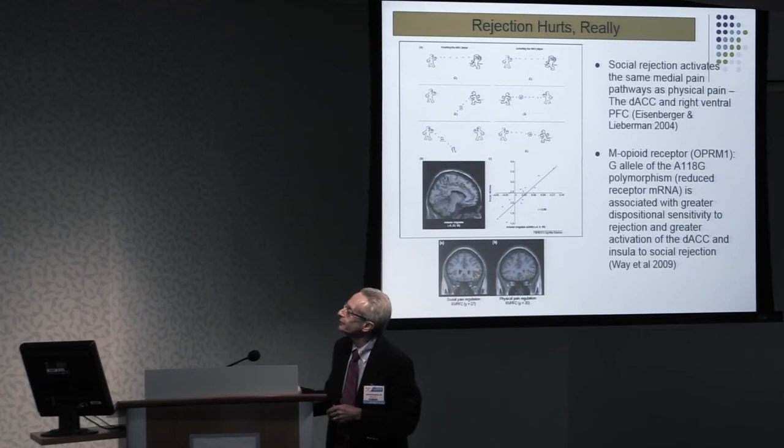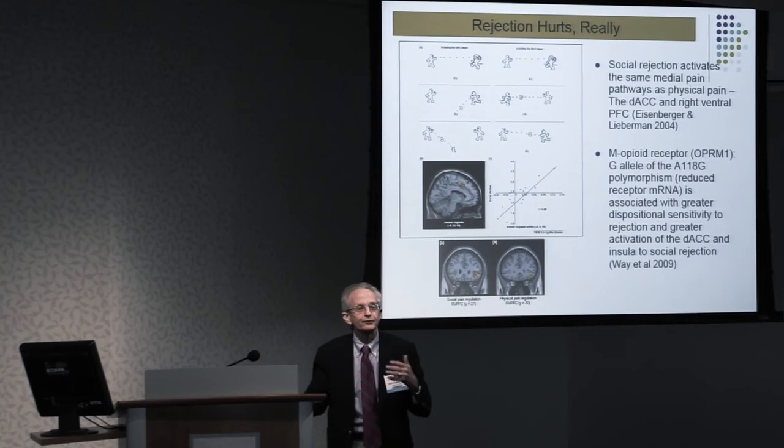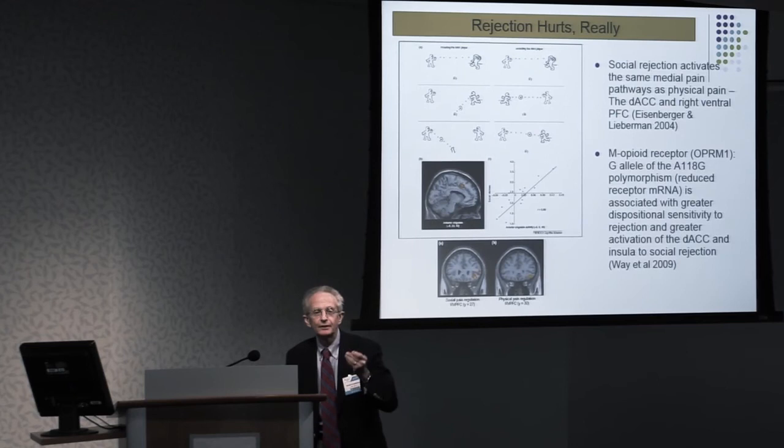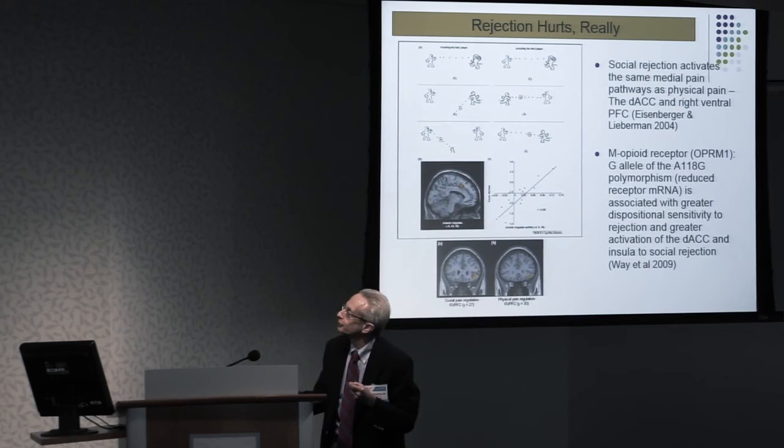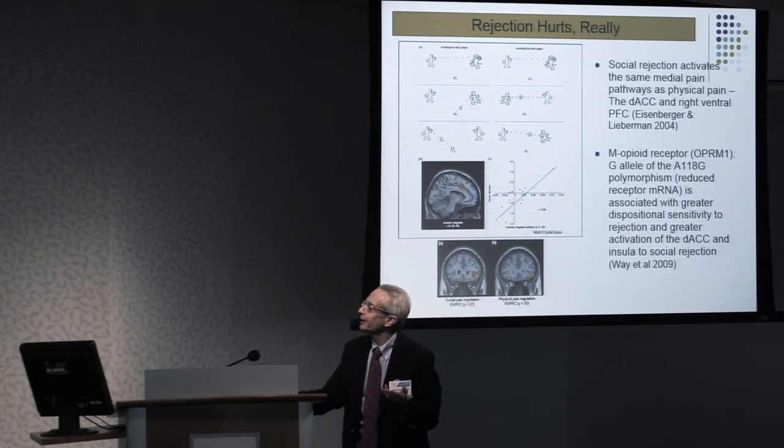Now, this is a very interesting area of the brain because, as you know, this is one of the brain areas that's involved in the emotional aspect of pain processing. So when people are rejected, they're getting activity in the pain regions. You know, we all say that it really hurts to be rejected. Well, Naomi Eisenberg and Matt Lieberman showed that it really does hurt.